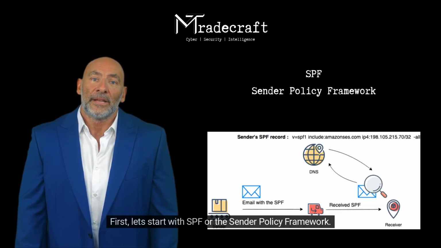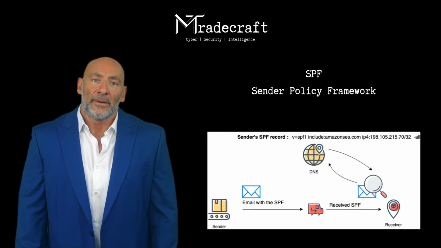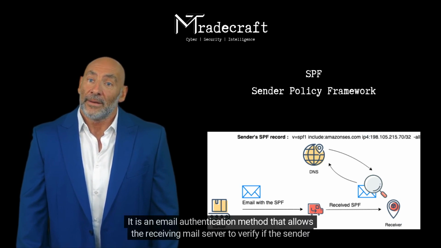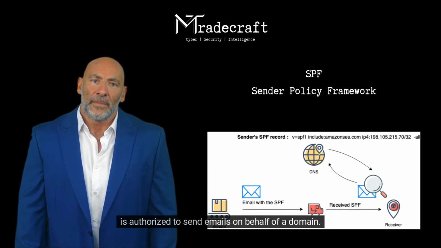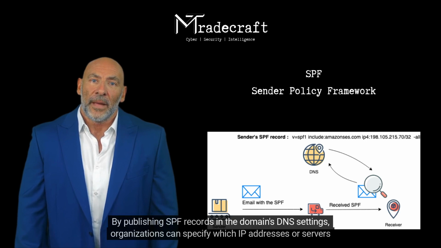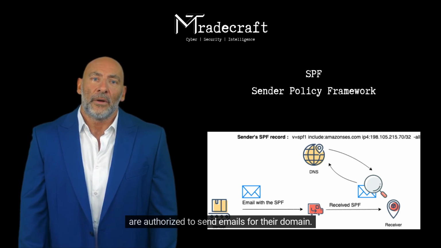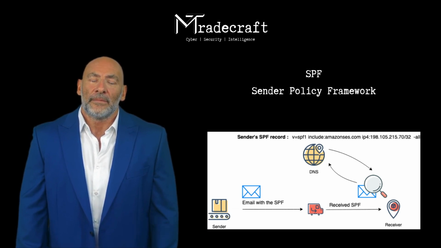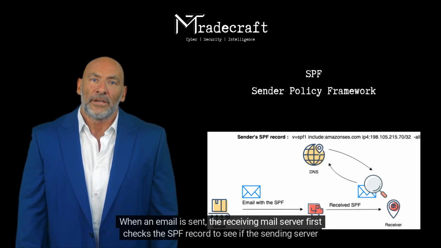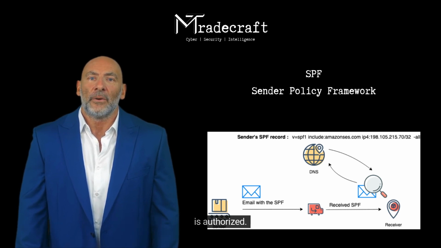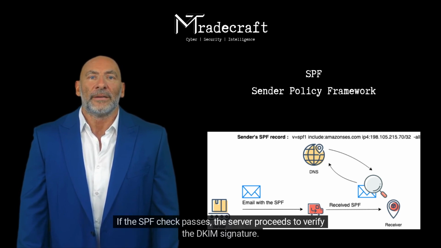First, let's start with SPF, or the Sender Policy Framework. It is an email authentication method that allows the receiving mail server to verify if the sender is authorized to send emails on behalf of a domain. By publishing SPF records in the domain's DNS settings, organizations can specify which IP addresses or servers are authorized to send emails for their domain. When an email is sent, the receiving mail server first checks the SPF record to see if the sending server is authorized. If the SPF check passes, the server proceeds to verify the DKIM signature.